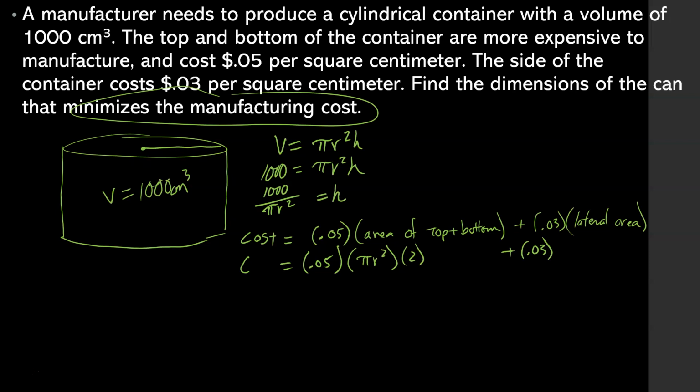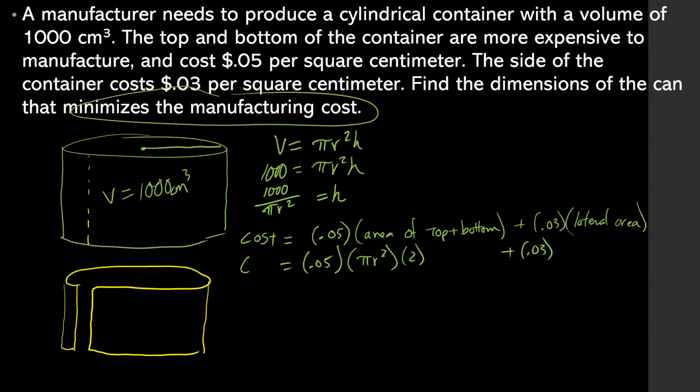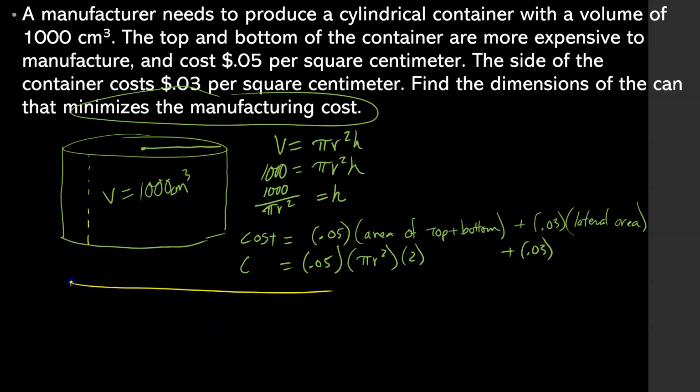How do I explain that? Well, imagine you have some scissors and you cut right here. You would end up with something like this. Well, that was actually a pretty good drawing. And if you unrolled it, you'd actually have a rectangle. Now, the height of that rectangle is going to be the height of the cylinder, which we already figured out is 1,000 over pi r squared.